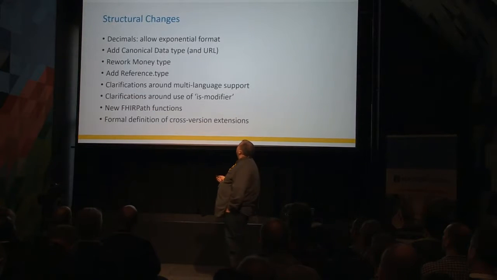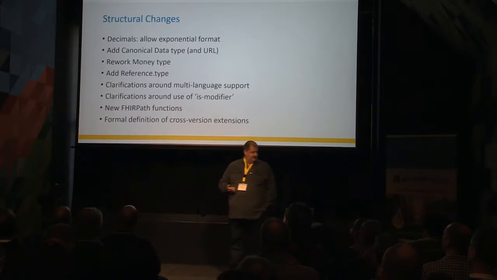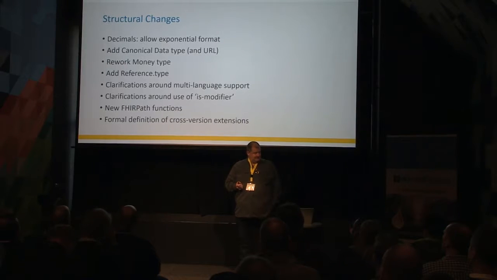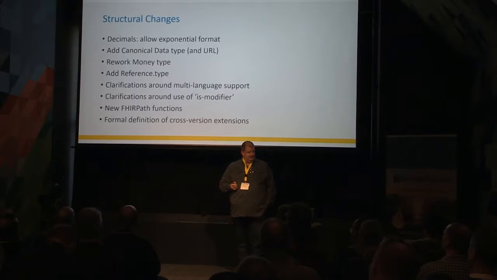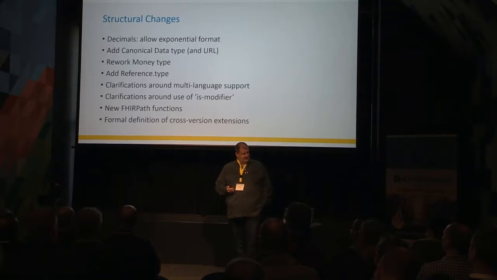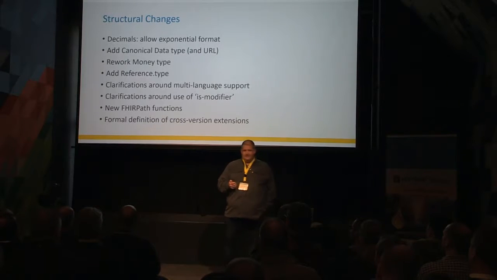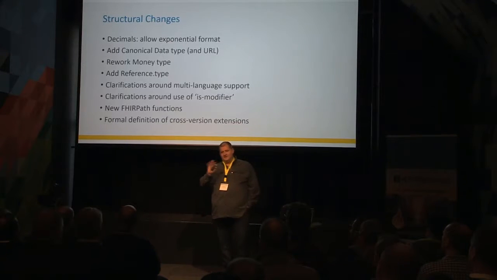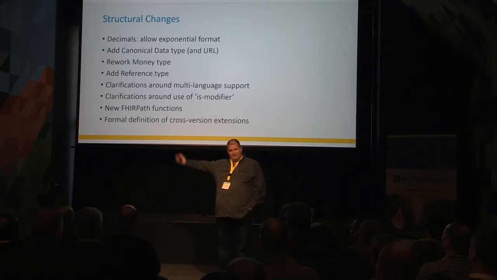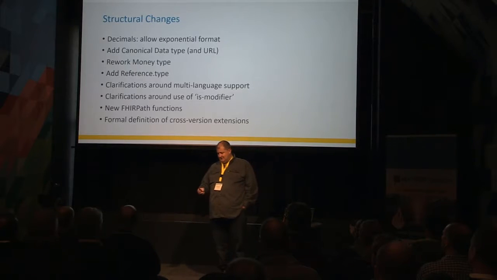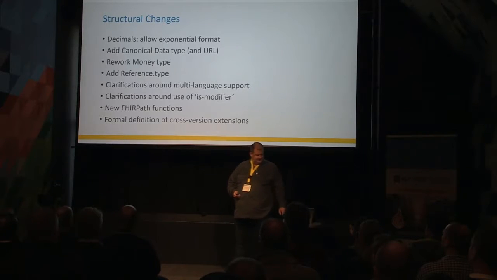It's just a straight HTML diff agent. So, back to here. We added canonical data type. We reworked the money type. We added ref type to reference data type. We made some clarifications around multi-language support, none of which actually affected the wire format. They're just recommendations. We made some clarifications around modifiers and modifier extensions. We added a few FHIR path functions, and we specified a formal definition of use of cross-version extensions. Those, other than the decimal thing, they're really off in the corners. It tells you where we are with the stable base of the spec. Not a lot of changes.